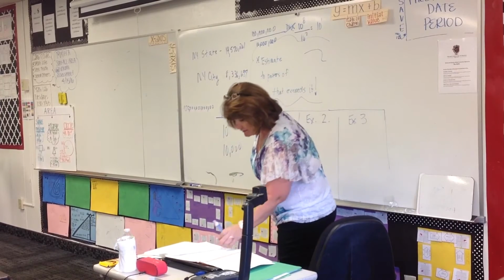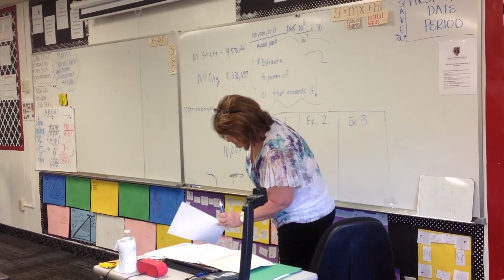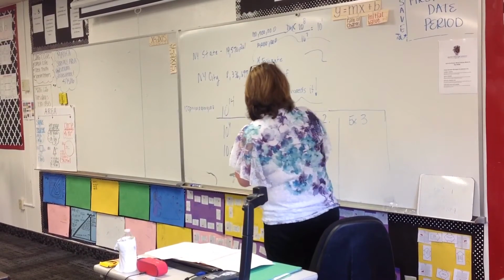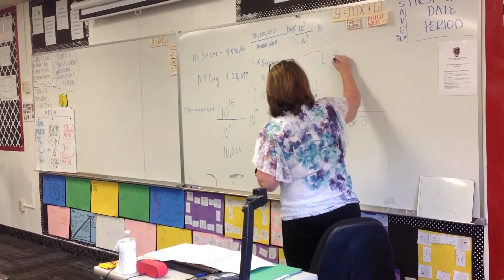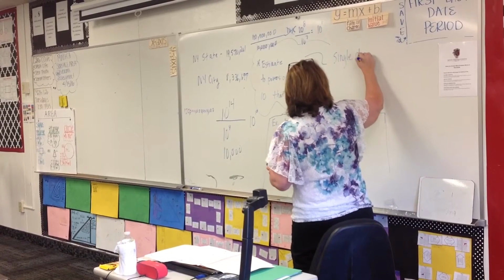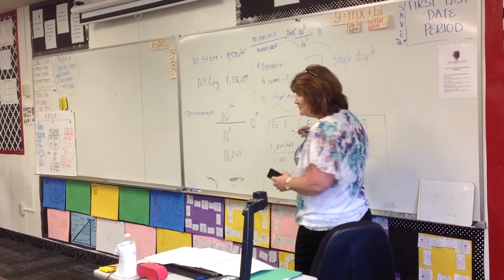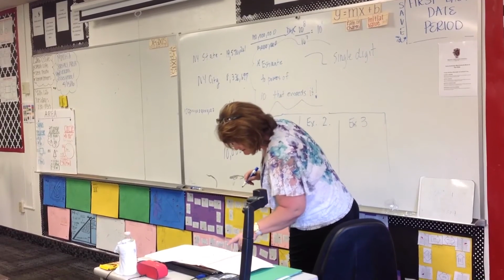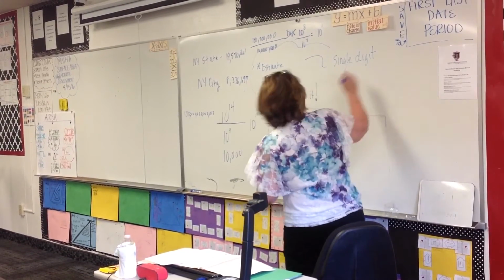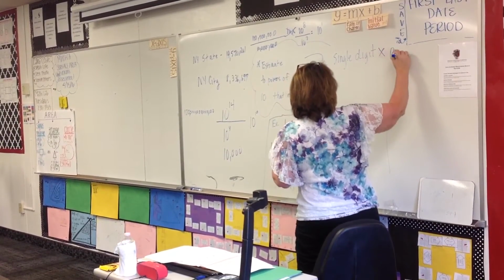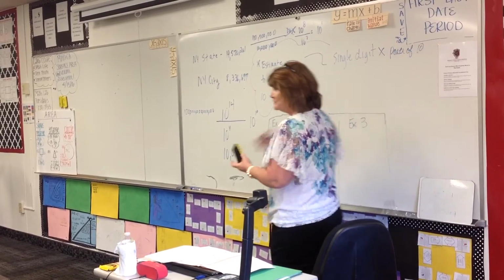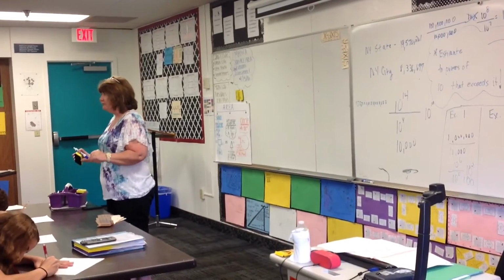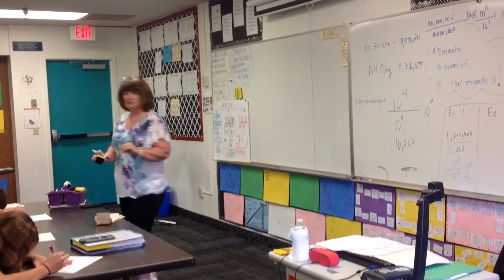This time, I'm getting you ready for your homework. The direction says single digit times a power of 10. It does not say power of 10, it says single digit times a power of 10. This is where third period today, I'm going to be honest, they were confused. So I'm going to try to go nice and slow for you to understand.